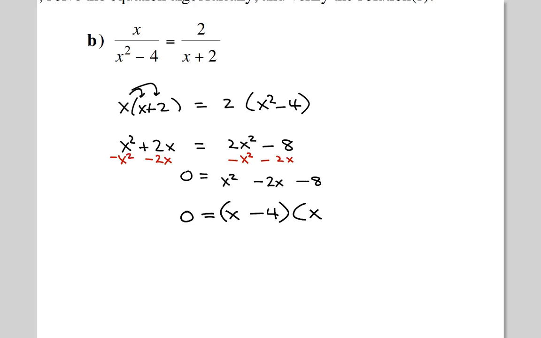Minus 4 and a positive 2 on the factors. So the solutions are 4 and negative 2. So then I go to check against my NPVs. That one's easy because it's factored. So x is not allowed to be negative 2.